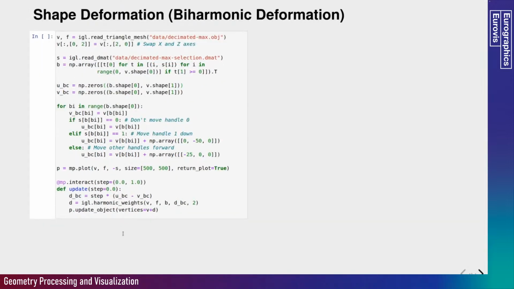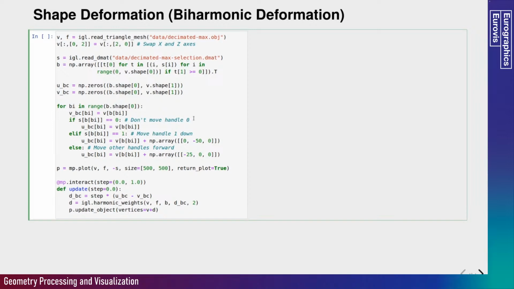So our next topic in geometry processing is shape deformation, and here we cover two different techniques. The first one is biharmonic deformation, and this is something that we've already seen in texture mapping or parameterization. There we've seen the technique of harmonic parameterization, and this is related here. So let's first show the animation, and then we're gonna go through the code line by line.